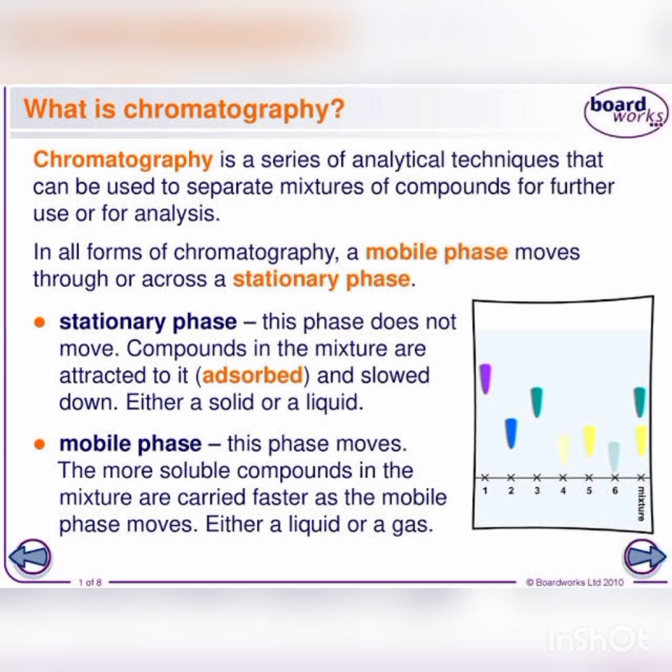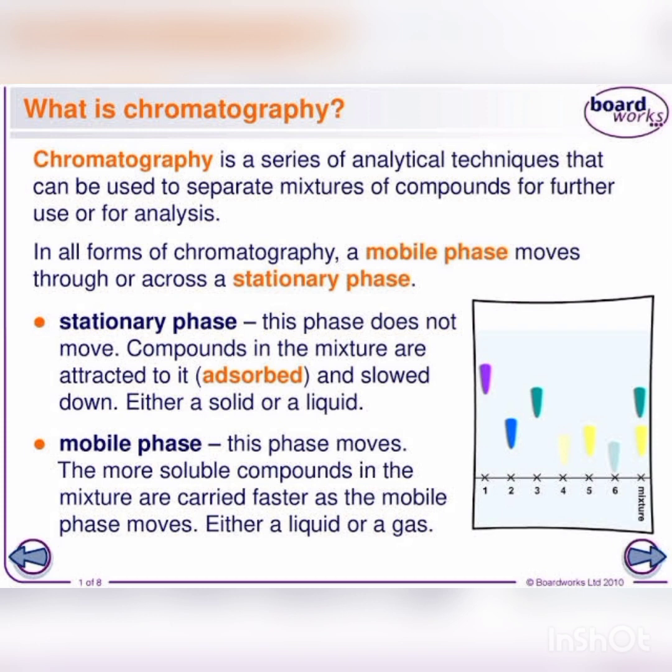Okay, so we'll be talking about paper chromatography. There are two phases in this. First is the stationary phase and second is the mobile phase. Now what is the stationary phase? The phase that does not move, that means it is fixed, and the compounds in the mixture are attracted to the adsorbent and slowed down, either solid or liquid. Second one is the mobile phase, that moves. Okay, in this method a special type of paper called chromatographic paper is used. That paper is also known as Whatman filter paper.